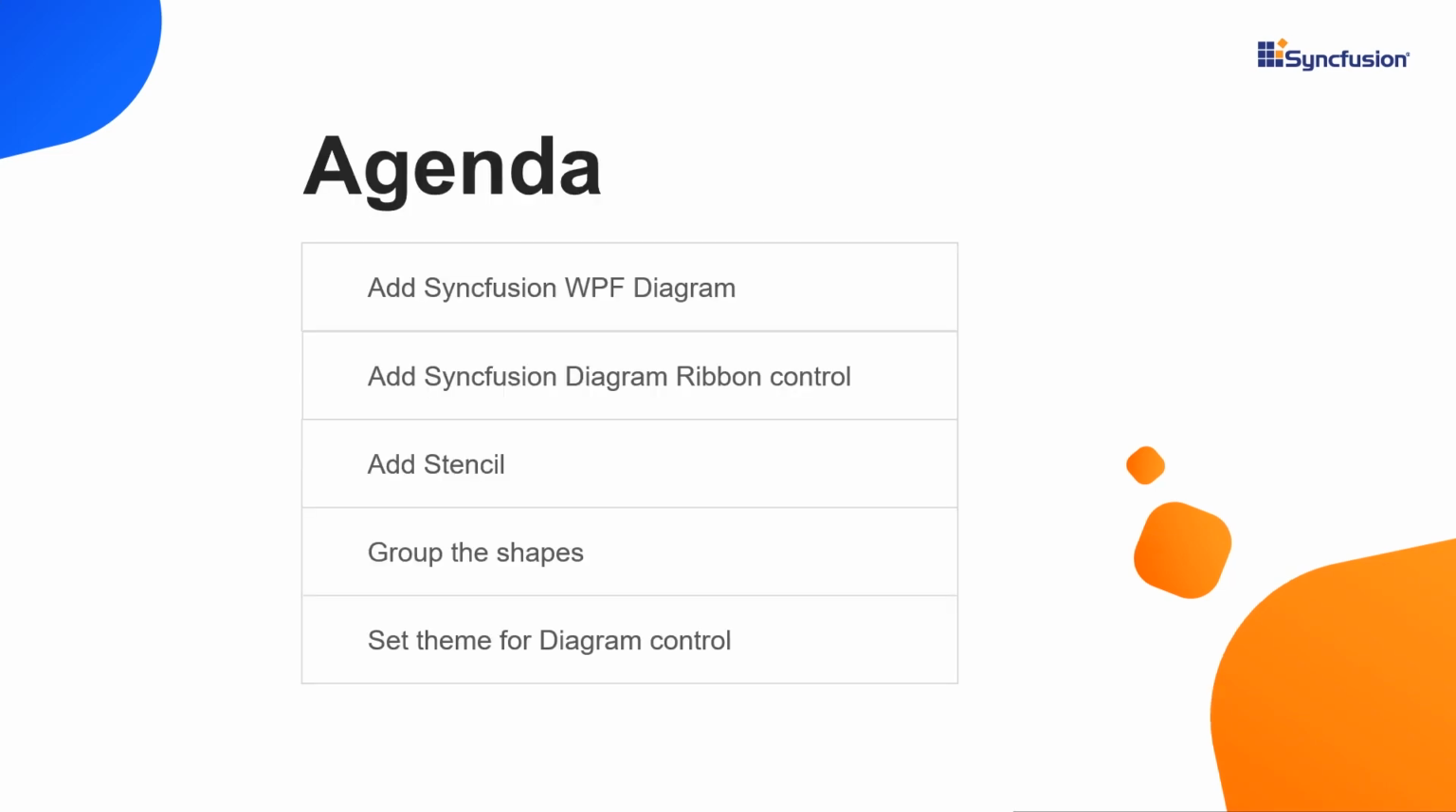In this video, you will see how to add the Syncfusion WPF diagram control along with diagram ribbon control and stencil to a WPF project. Also, you will see how to group the shapes and change the theme for the Syncfusion controls.